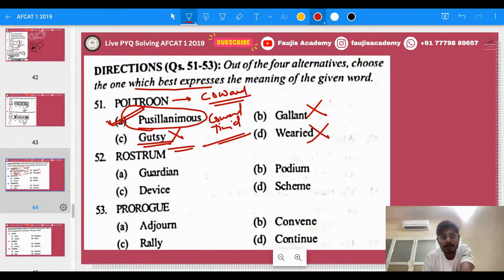A few synonyms over here are really tricky. Not a few, in fact all of it. I understand that. So let's just enjoy the show.